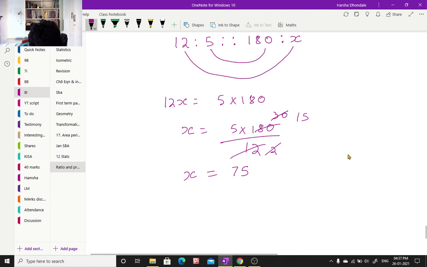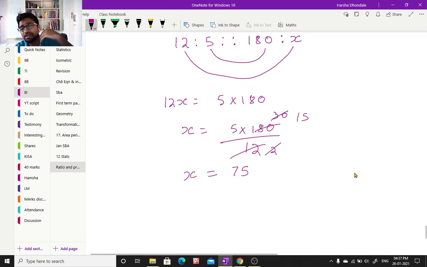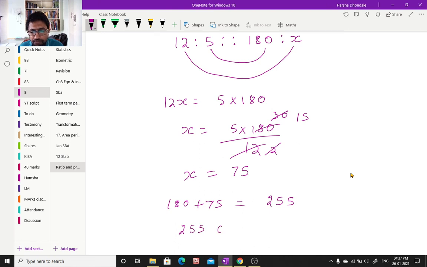Now read the question. How many children voted altogether? So he's not interested in knowing the value of X, or in how many people chose red. He is asking how many children voted in total. So for that you have to add 180 plus 75. 5, 8 plus 7 is 15, 5, 1 carry, 255. So it is 255 children. 255 children voted. That's it.